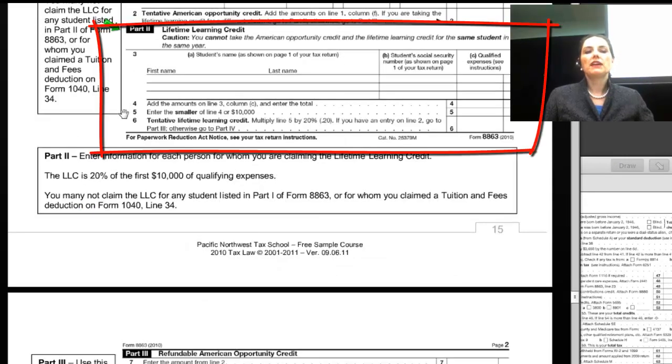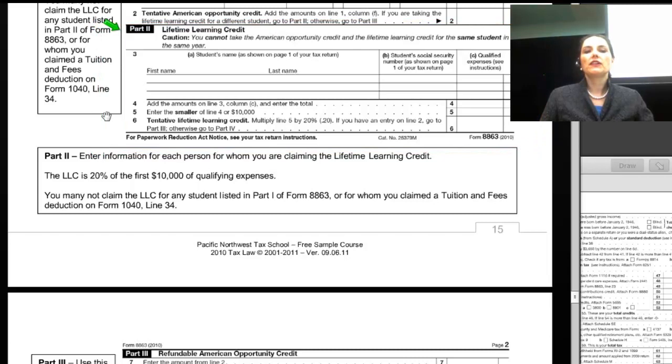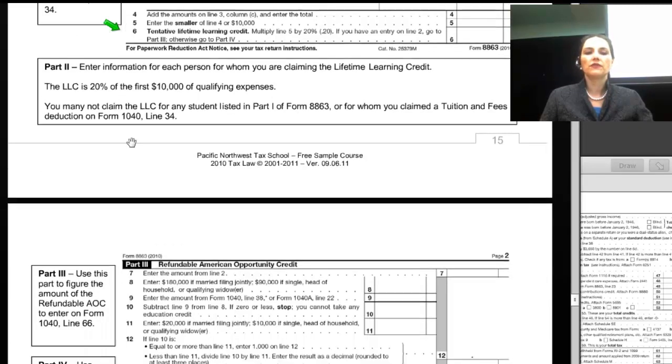Use Part 2 of Form 8863 to enter information for each person for whom you are claiming the Lifetime Learning Credit. The Lifetime Learning Credit is 20% of the first $10,000 of qualifying expense. You may not claim the Lifetime Learning Credit for any student listed in Part 1 of Form 8863 or for whom you claim a tuition and fees deduction on Form 1040, line 34.